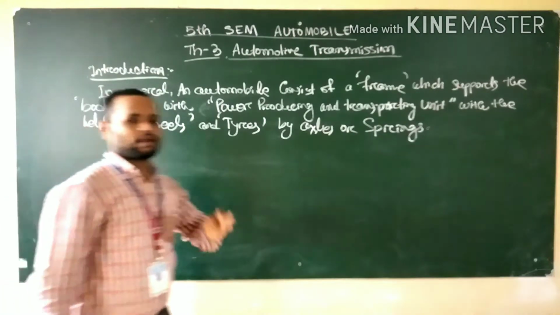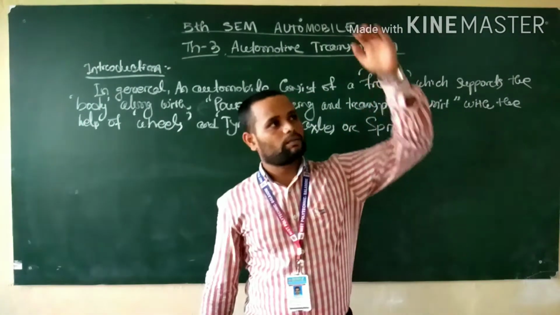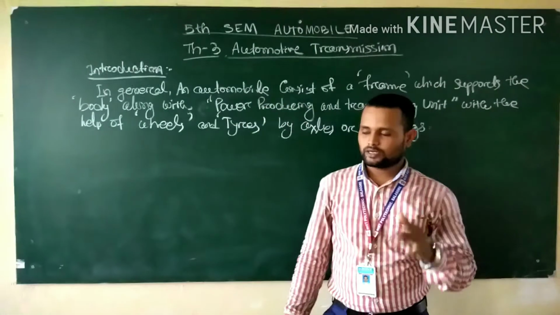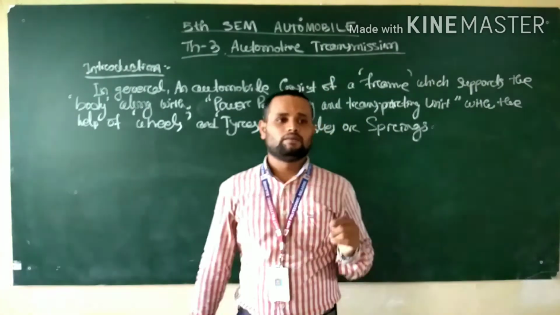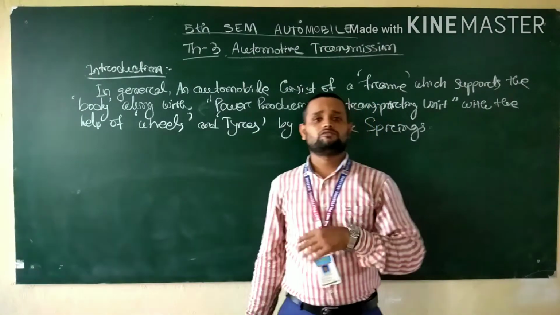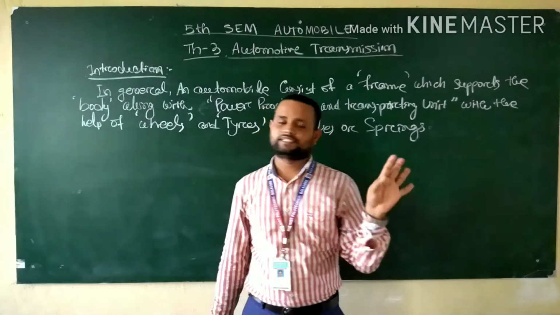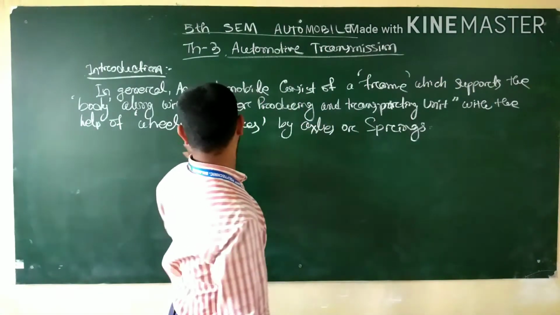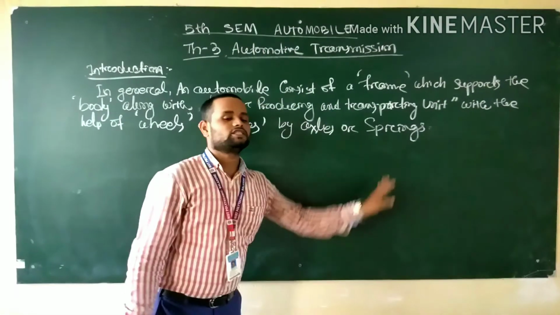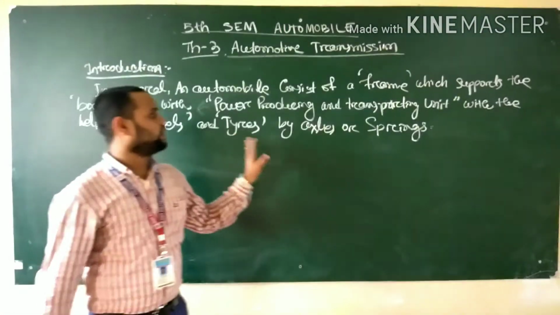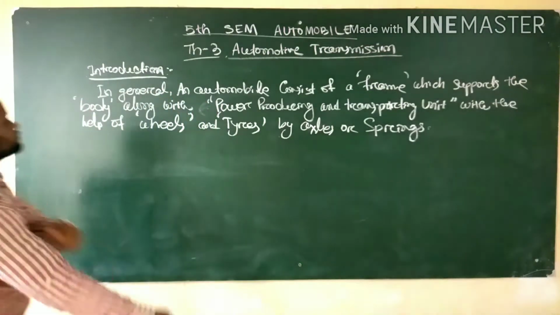It consists of a frame which supports the body. Above the frame, the body will be placed. So these are frame and body. Next, power producing and transmitting units. Power producing means engine. Transmitting units are clutch, gearbox, flywheel, propeller shaft, etc. And these are supported by wheels and tires. These wheels and tires are fixed with the frame by the help of axle and spring.